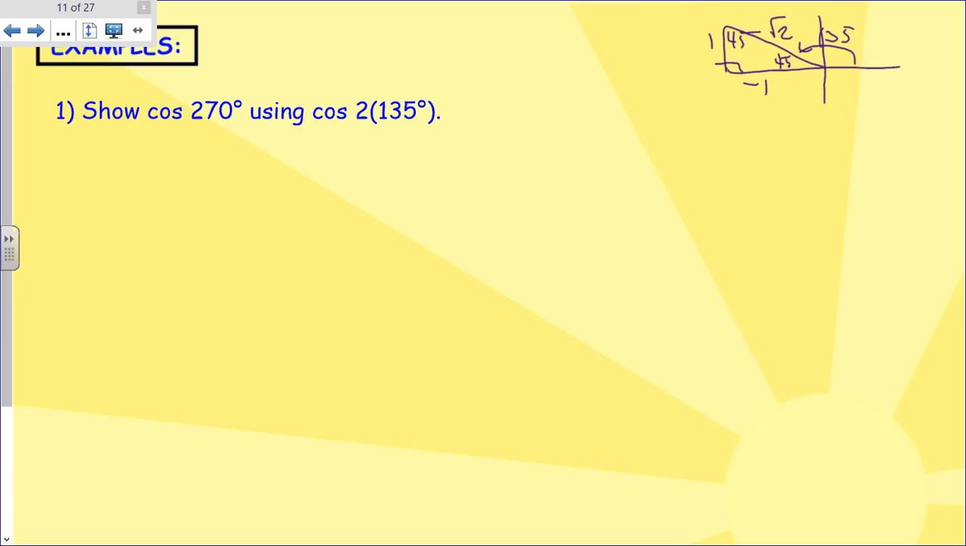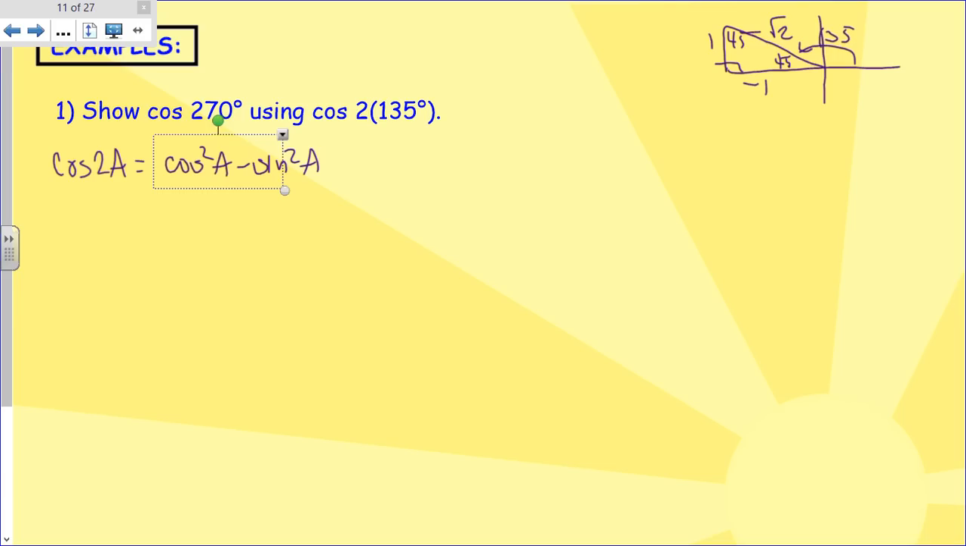I have the cosine of 2a, a being 135, and I'm going to show you that it doesn't matter which cosine formula you use. So we're going to use all three cosine formulas. The cosine of 2a is equal to cosine squared a minus sine squared a. That is not the Pythagorean identity because the Pythagorean identity is plus and it's equal to 1. So it looks similar, but it's not exactly the same.